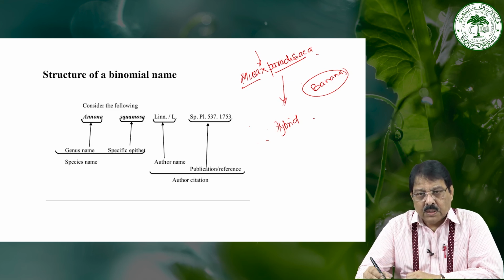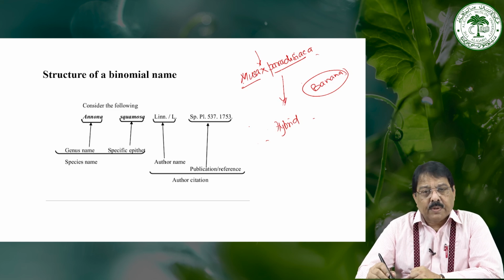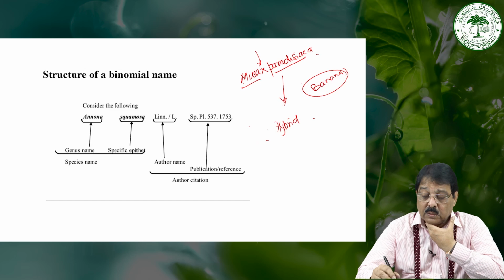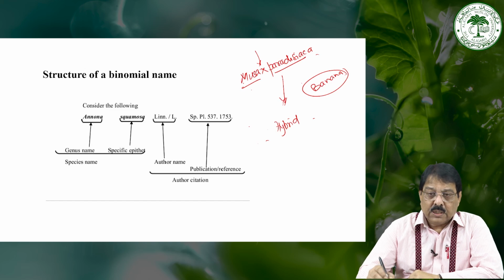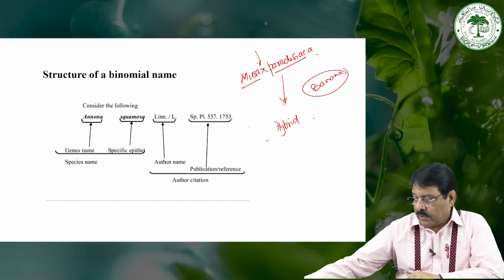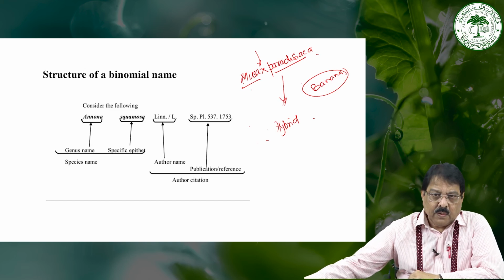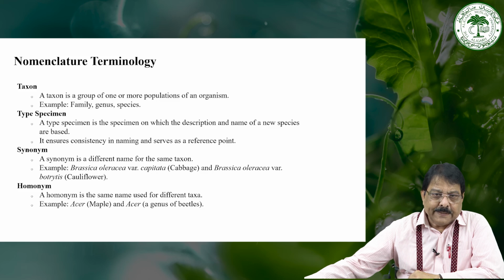Then it would indicate that it is the name of a hybrid plant. So for giving the name to a hybrid plant, you have to place a cross, or you can say the X, in between the generic as well as the specific name of the plant. Okay. Then there are certain terminologies used for the nomenclature.